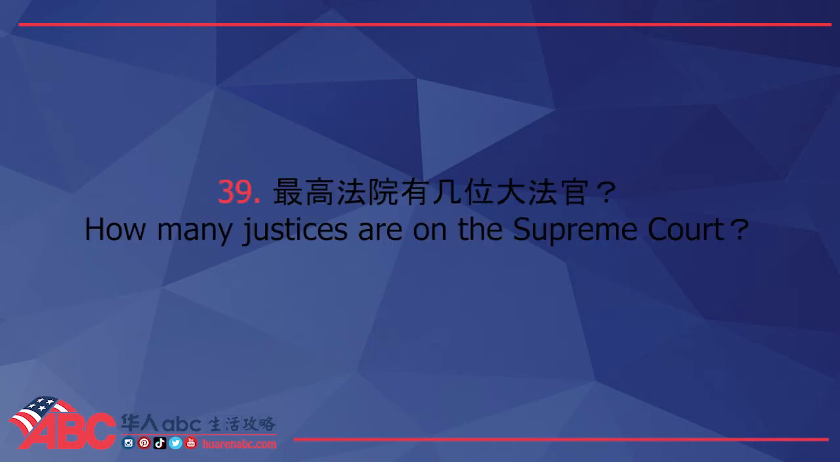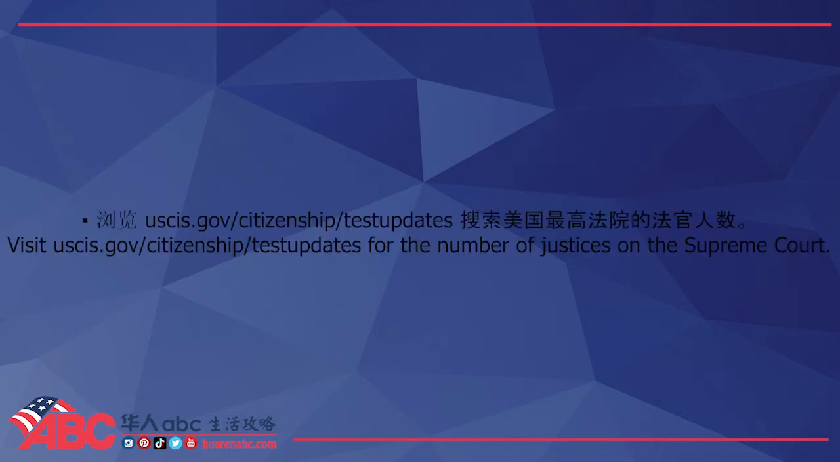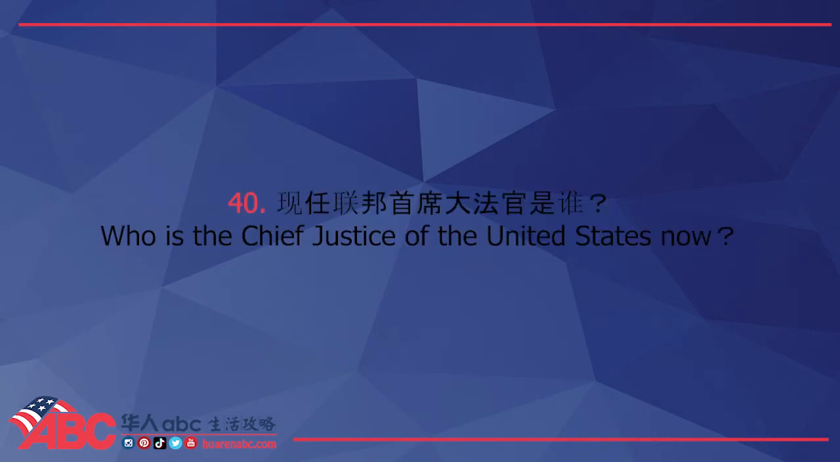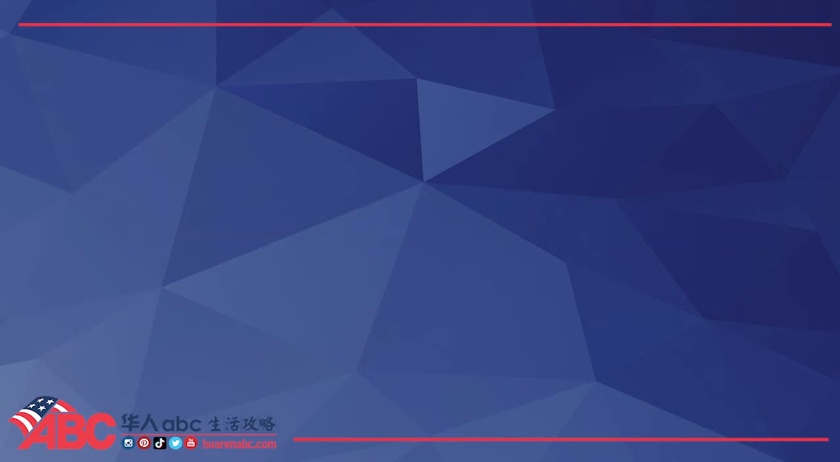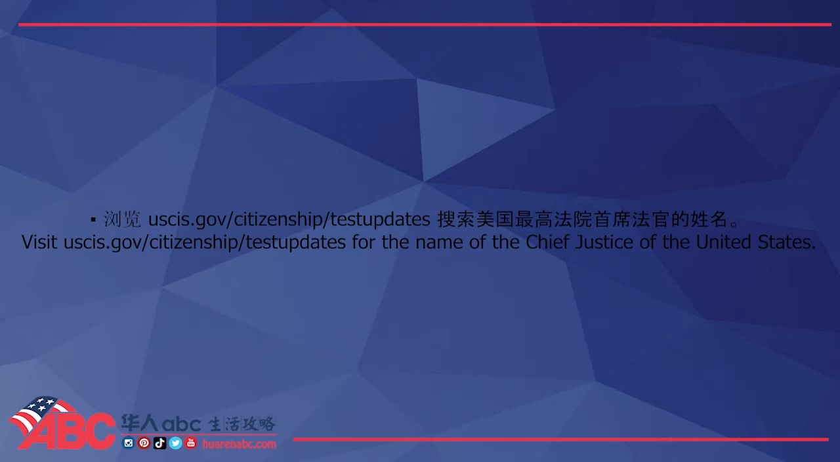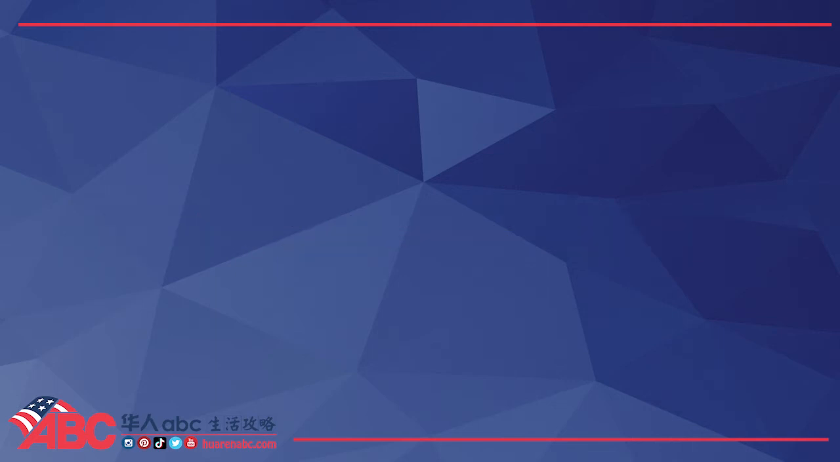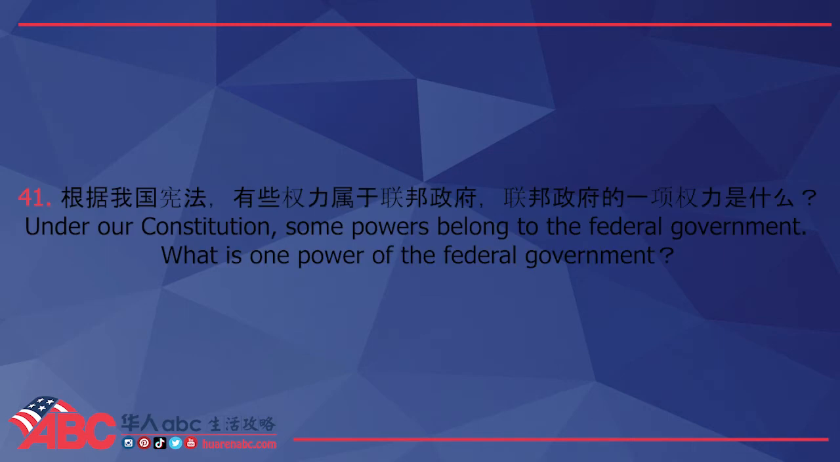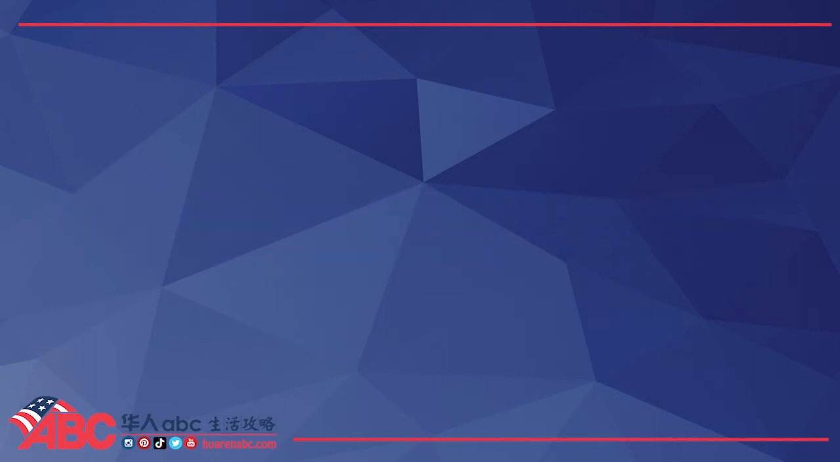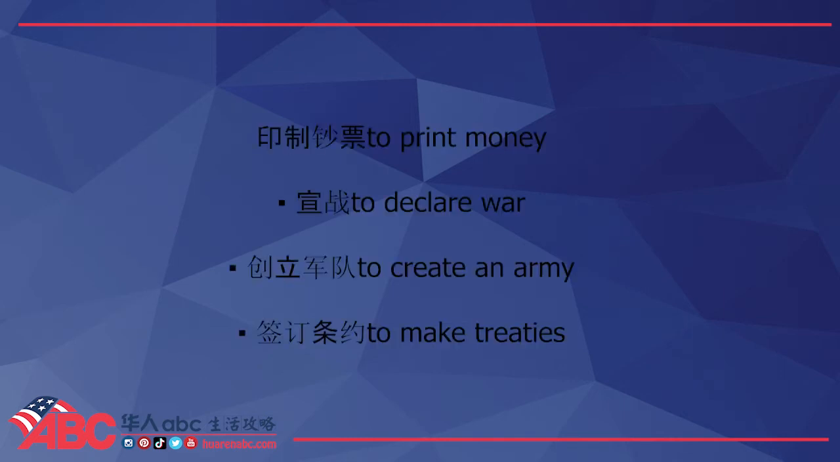How many justices are on the Supreme Court? Visit uscis.gov/citizenship/test updates for the number of justices on the Supreme Court. Who is the Chief Justice of the United States now? Visit uscis.gov/citizenship/test updates for the name of the Chief Justice of the United States. Under our Constitution, some powers belong to the federal government. What is one power of the federal government? To print money. To declare war. To create an army. To make treaties.